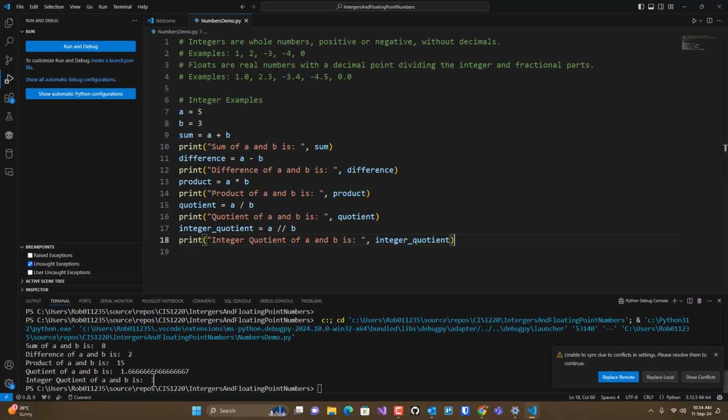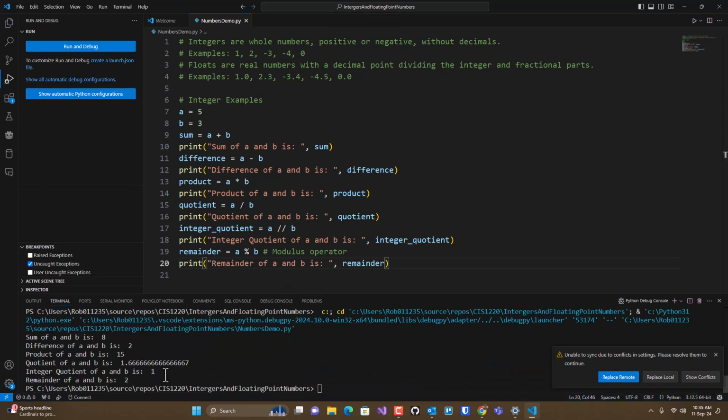You don't necessarily always want 0.666. You may just want to know how many times it goes into it evenly. So B, which is 3, goes into A, which is 5, one time evenly. Okay, so we got that, but it would be nice to have the remainder. We can get the remainder with the modulus operator. Sometimes we want to deal with floating point numbers, sometimes with integers. When we want to deal with integers, mostly it comes down to division, because we want to see how many times something goes into something else evenly. That's where integers can be useful.